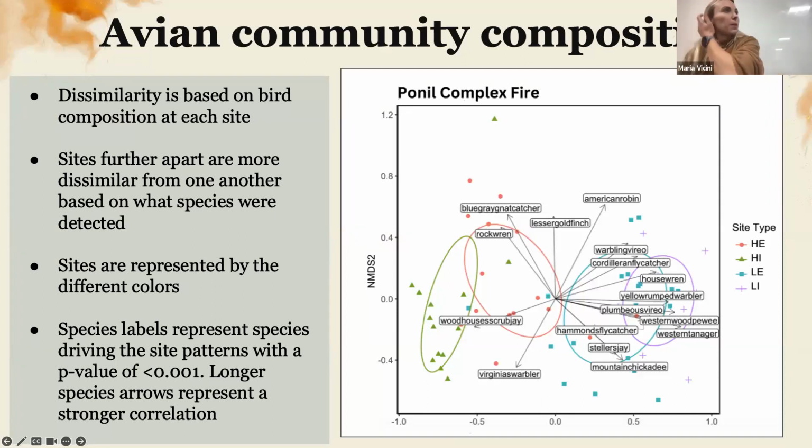So sites are represented by the colors seen here, and I've drawn ellipses around them. And again, it's high severity edge, high severity interior, low severity edge, low severity interior. Then these labels you see with the species names are species that most significantly drove the distribution pattern for this NMDS. So these species with arrows that point in the same direction as a certain severity type are positively correlated with that severity. The longer the arrow, the stronger that correlation.